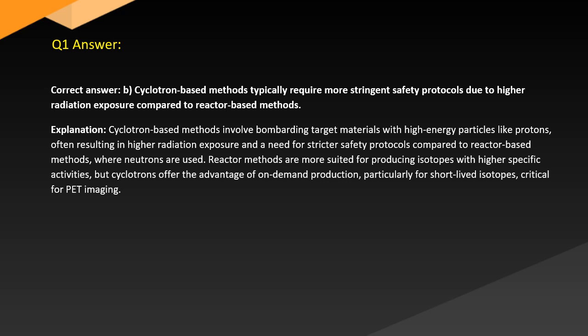Answer. Correct answer: B. Cyclotron-based methods typically require more stringent safety protocols due to higher radiation exposure compared to reactor-based methods. Explanation. Cyclotron-based methods involve bombarding target materials with high-energy particles like protons, often resulting in higher radiation exposure and a need for stricter safety protocols compared to reactor-based methods. When neutrons are used, reactor methods are suited for producing isotopes with higher specific activities, but cyclotrons offer the advantage of on-demand production, particularly for short-lived isotopes, critical for PET imaging.